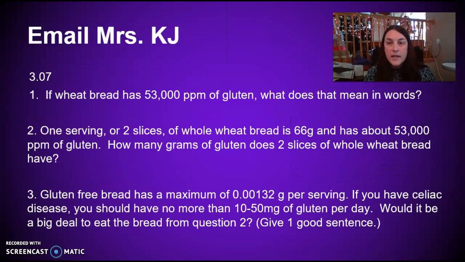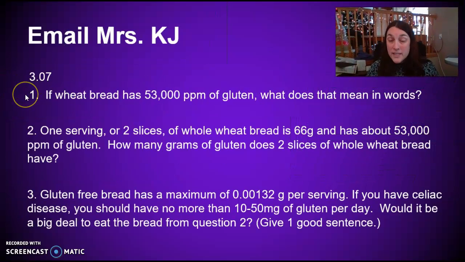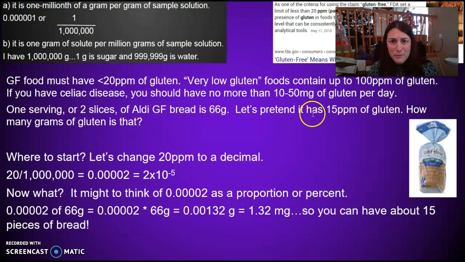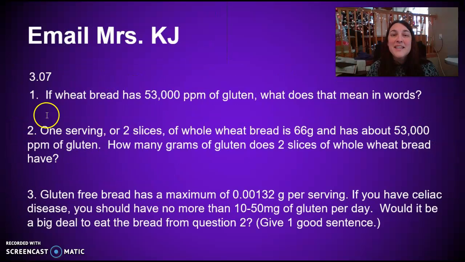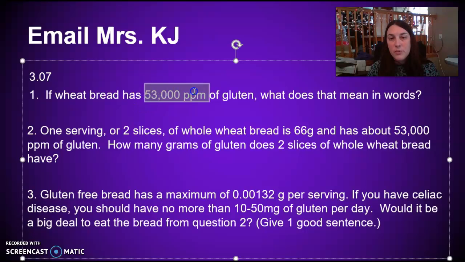So let's look at what you need to email me. If wheat bread, so now we're going to talk about regular wheat bread, not gluten-free, has about 53,000 parts per million of gluten. Yeah, 53,000 compared to our gluten-free bread had what, less than 20? Huge difference. So regular wheat bread has 53,000 parts per million of gluten. What does that mean in words? In other words, what does 53,000 ppm mean?